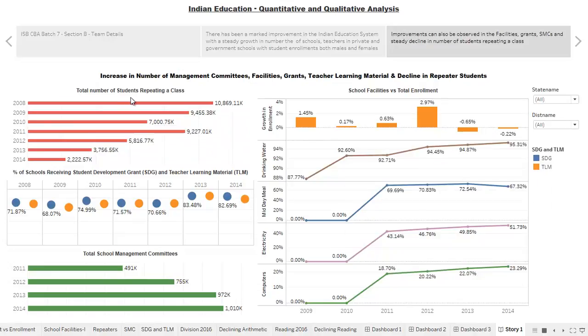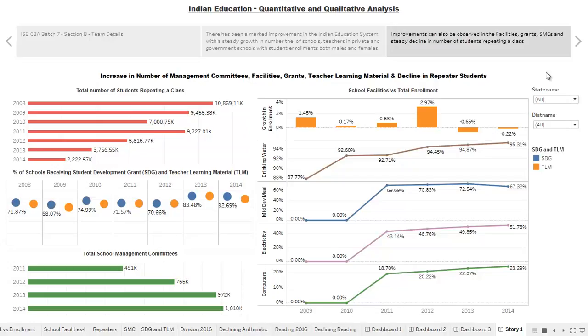One interesting thing we can also see here is the total number of students who are repeating a class. Starting 2008 and looking into 2014, there has been a marked decrease in the number of students who are repeating a class. The percentage of schools receiving the student development grant on the teacher learning material has also been steadily increasing from 70 to 83% during this period. The number of total school management committees has increased from 491k to over 1000k in 2014.